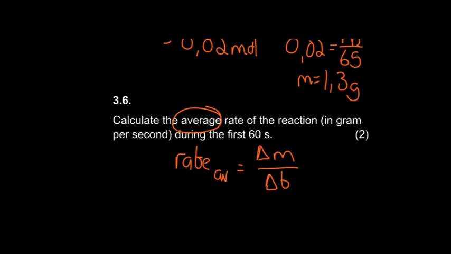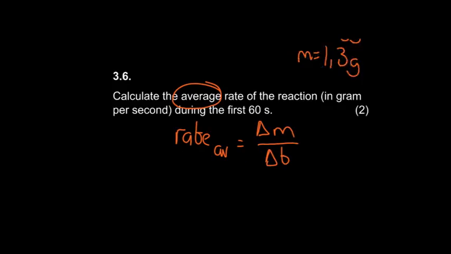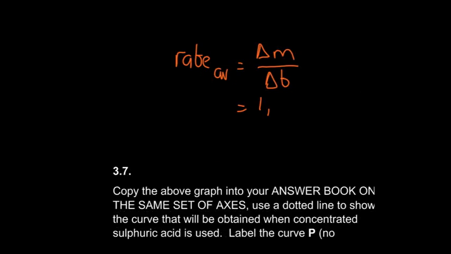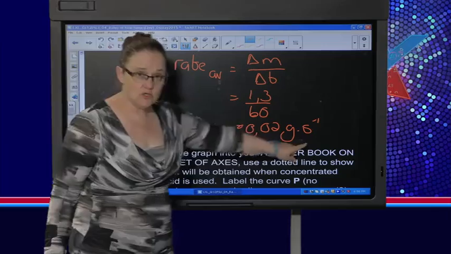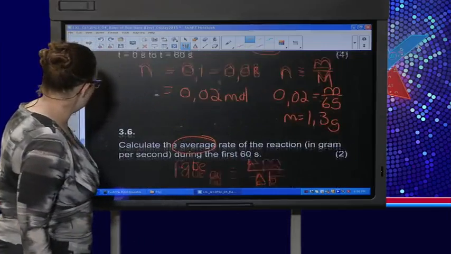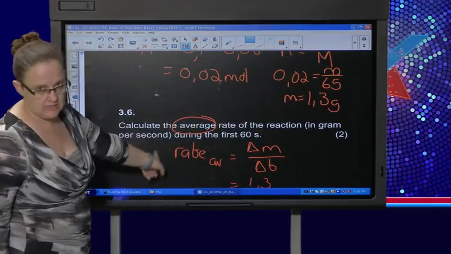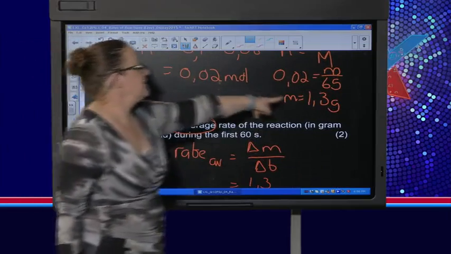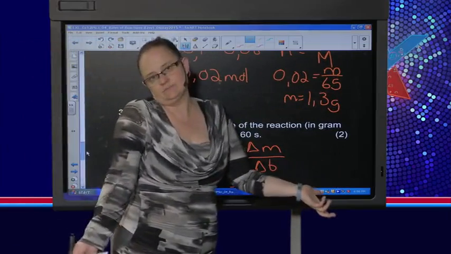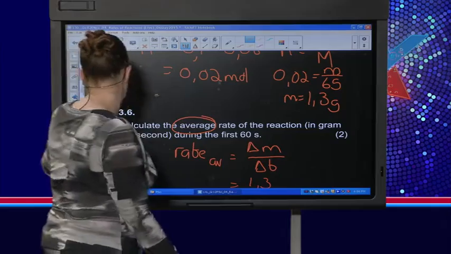We used 1.3 grams, and we did that in 60 seconds. So we get a tiny number: 0.02 grams per second. I get the unit from the fact that they told me in the question it's grams per second, and I worked out grams divided by time. Not actually anything too difficult.